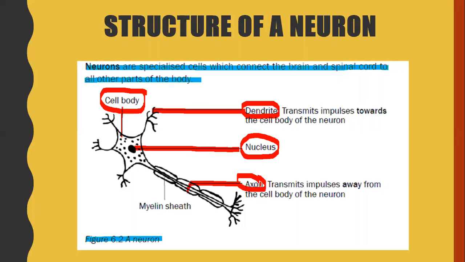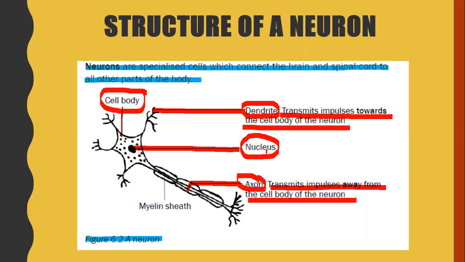And what is the function of an axon? It transmits impulses away from the cell body. What is the function of the dendrite? It transmits impulses towards the cell body of the neuron. What is the function of the nucleus? You remember that the nucleus has got DNA inside. So it's got the hereditary information inside here. Okay, and then what you have here, we've got the myelin sheath.